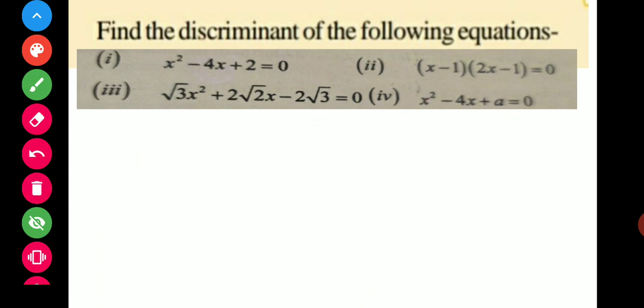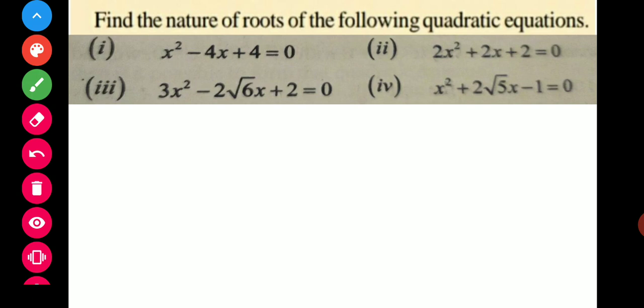Now come to the second question, that is, find the nature of the roots of the quadratic equation. So how can we find the nature of the quadratic equation?